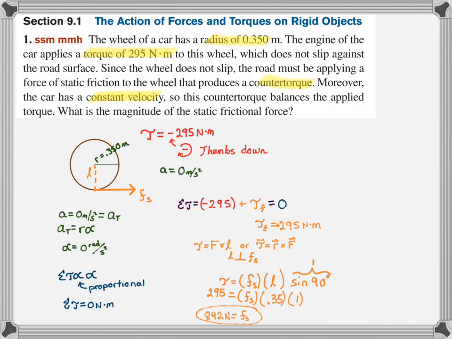We figure out the force of static friction must be 842 newtons, which does sound like a lot, but at the same time, this is a wheel of a car, so it is producing a lot of force. It's moving very, very fast. That's it.